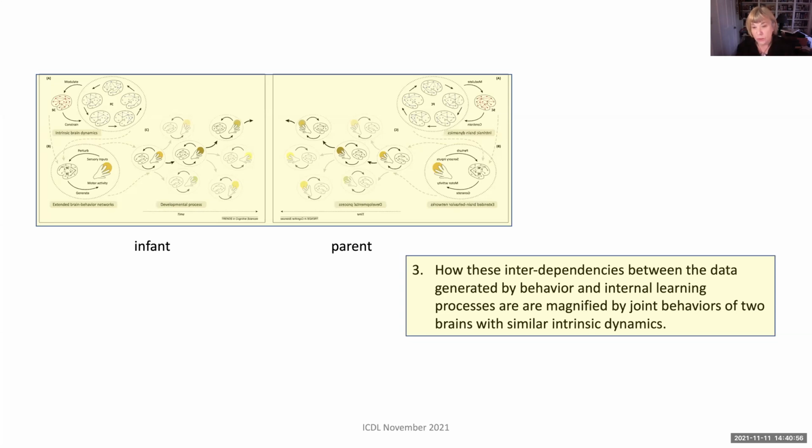These are like general truths about human behaviors, and brains have probably evolved and developmental processes have probably evolved to incorporate those. And so what I want to talk about here, and this will be brief, is how the interdependencies between the data generated by behavior and the internal learning processes are probably magnified, emphasized, and made more potent, and learning more successful, by the joint behaviors of two brains with similar intrinsic dynamics in terms of how they interact with the world.